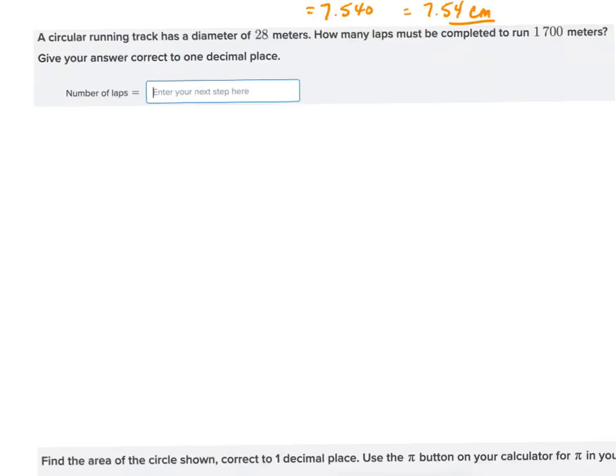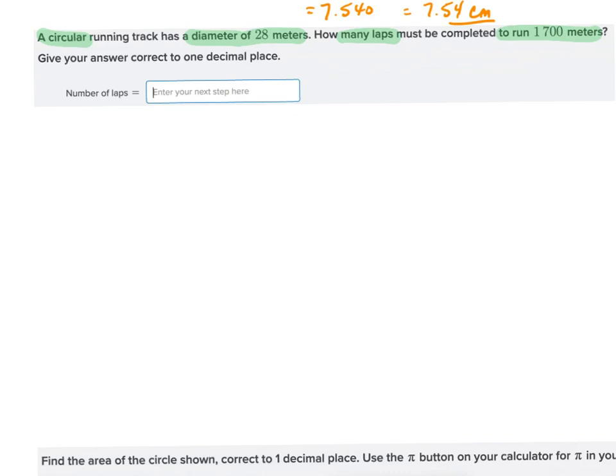Okay. So let's look at this one. They tell us we're going to run a circular track. That tells us we're talking about a circle. It has a diameter of 28 meters. That's important. And they want us to know how many laps must be completed to run 1,700 meters.